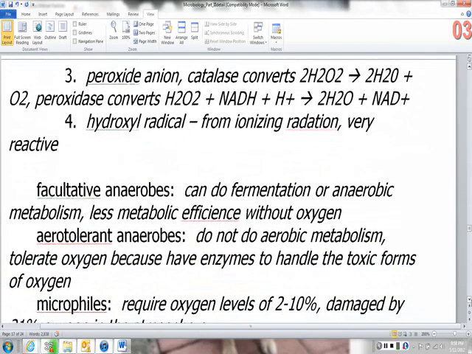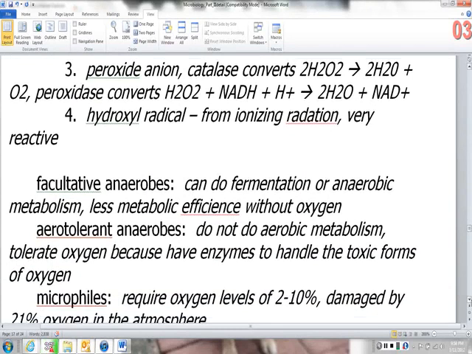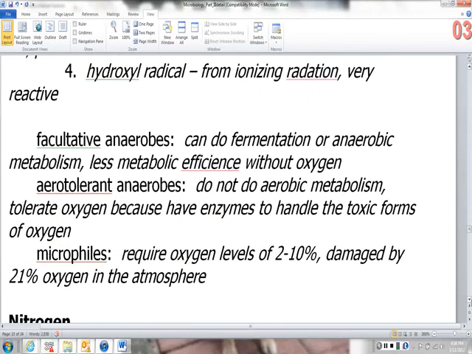The facultative anaerobes have the option of doing fermentation or anaerobic metabolism if needed, but they are less efficient without oxygen. The aerotolerant anaerobes do not do aerobic metabolism, but tolerate oxygen because they have enzymes to handle the toxic forms of oxygen. The microaerophiles require oxygen in minute amounts of only 2 to 10% and are damaged by the 21% oxygen present in the atmosphere.